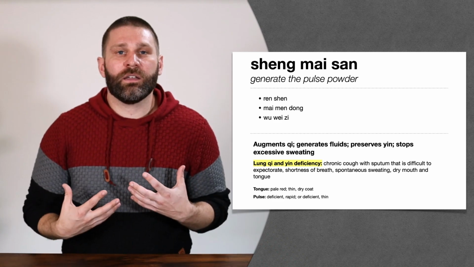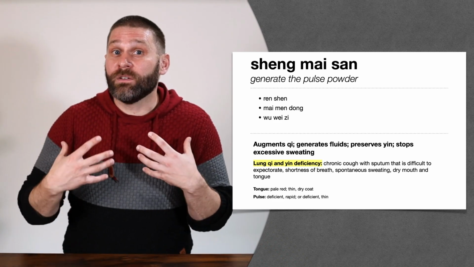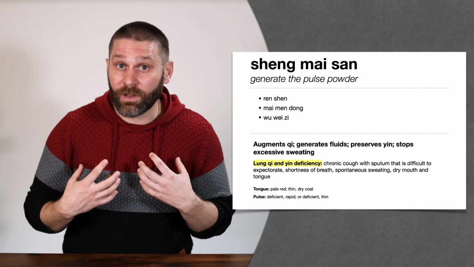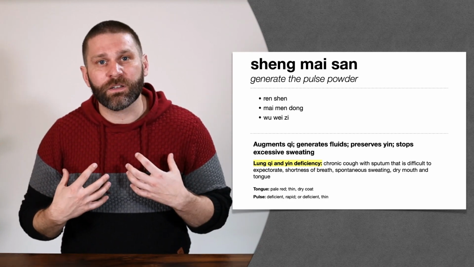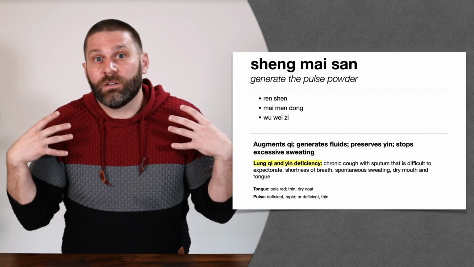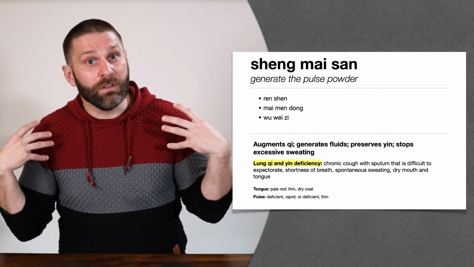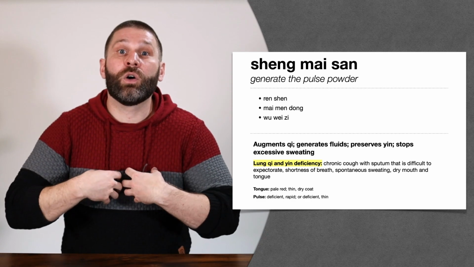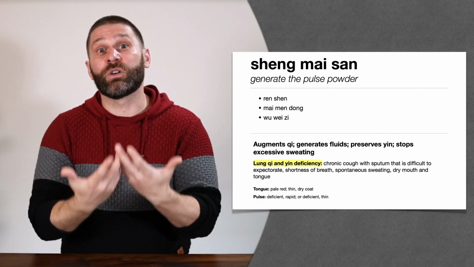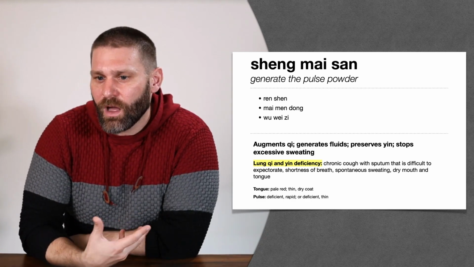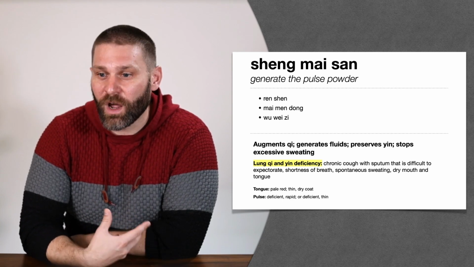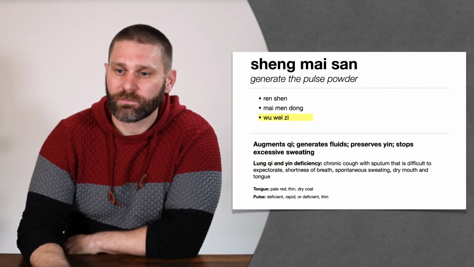So again, here the idea is we have a deficiency condition. We have deficiency of lung qi and deficiency of lung yin. Because the lung is deficient, number one, the exterior is unsound, so the fluids leak out, so we have leakage of sweat. But then also the lung qi is leaking out in terms of a chronic cough. So we have a chronic dry cough, shortness of breath, and spontaneous sweating.